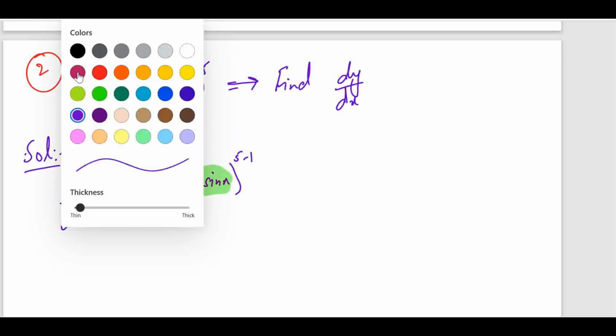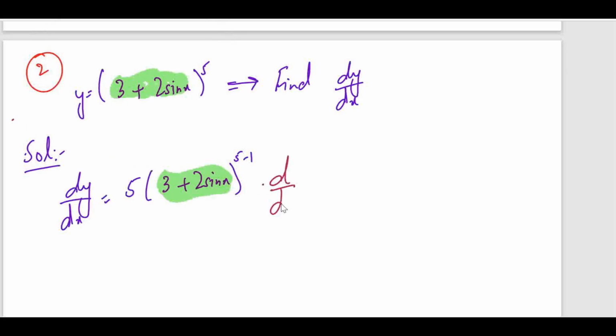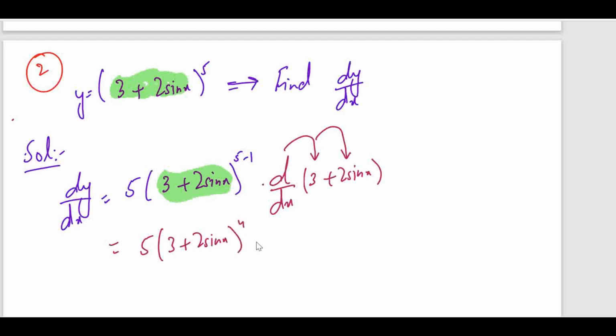Now if we take the internal derivative, the derivative of the constant will be 0, and the derivative of 2 sine of x will be 2 times the derivative of sine of x, which is cos of x. So we get 5 into (3 plus 2 sine of x) to the power 4 into 2 cos of x. We can write it in a better way: this will be 10 cos of x into (3 plus 2 sine of x) whole power 4.